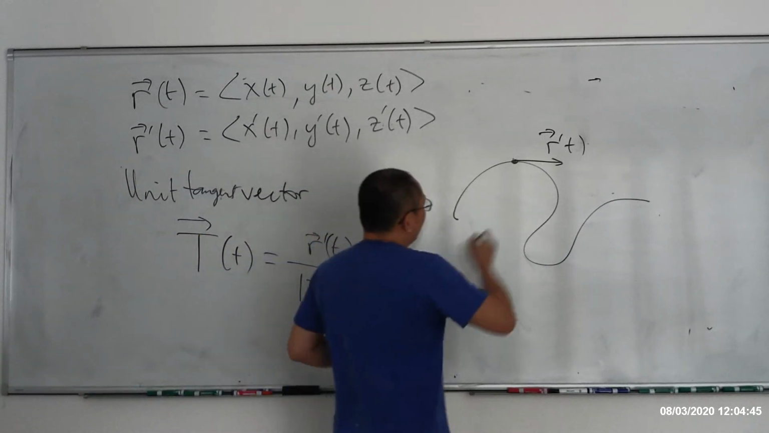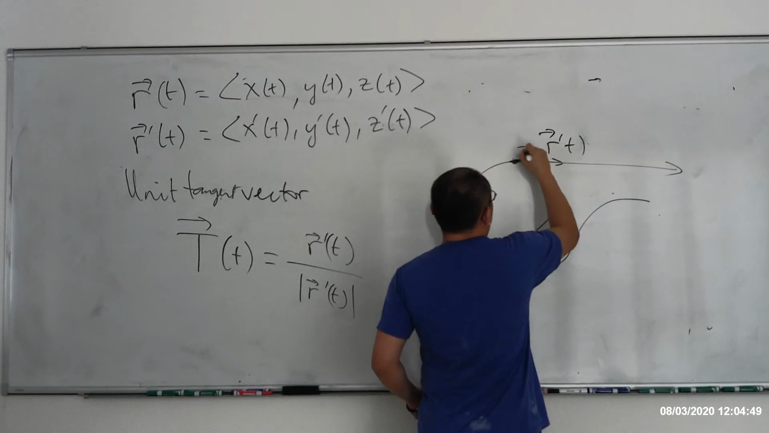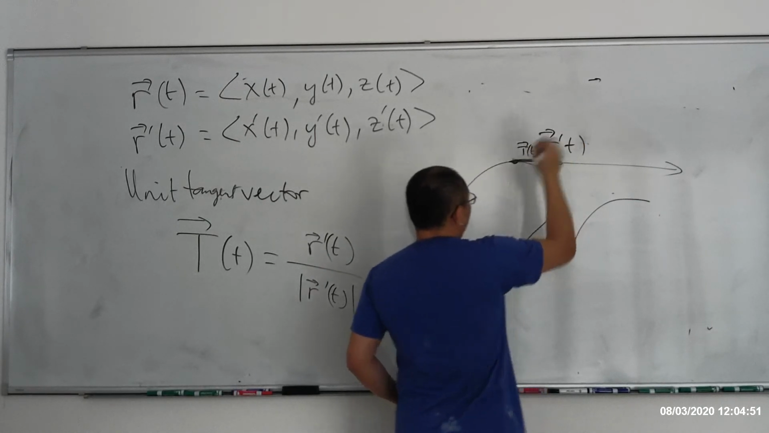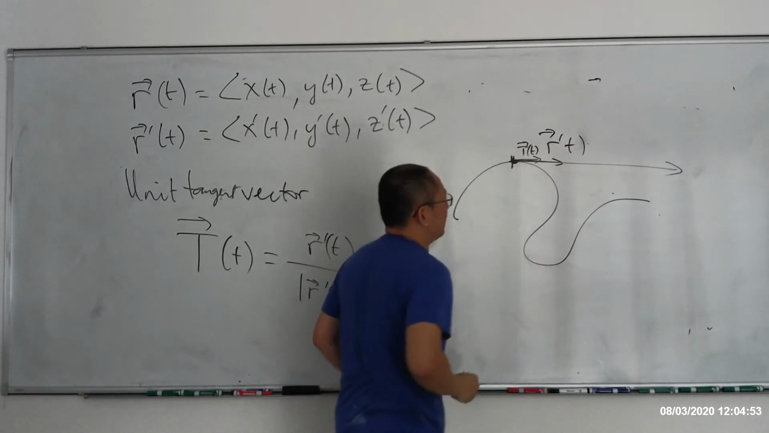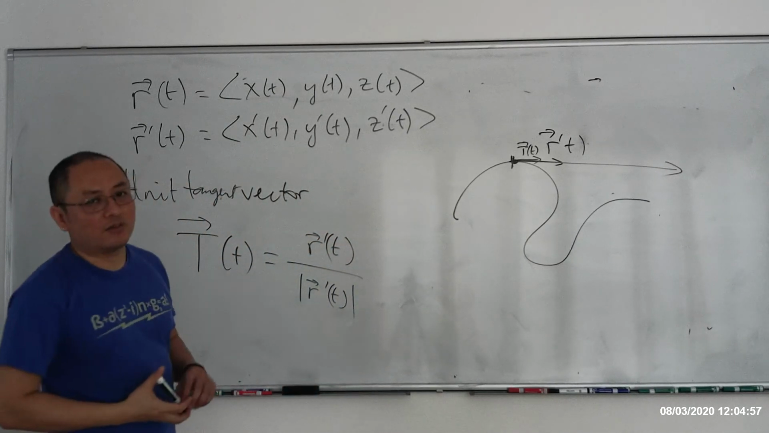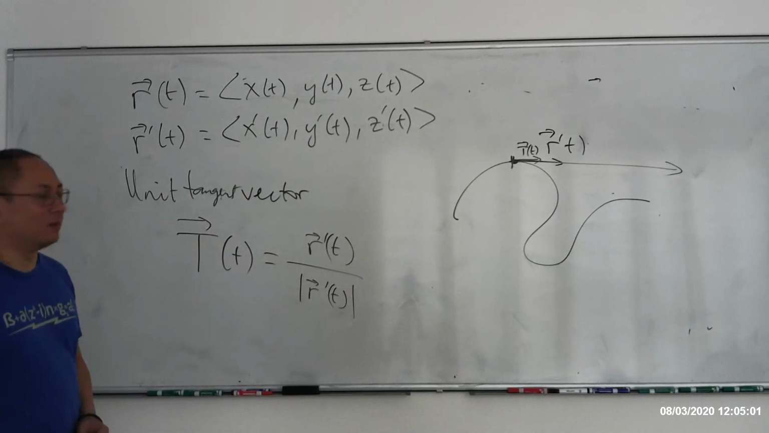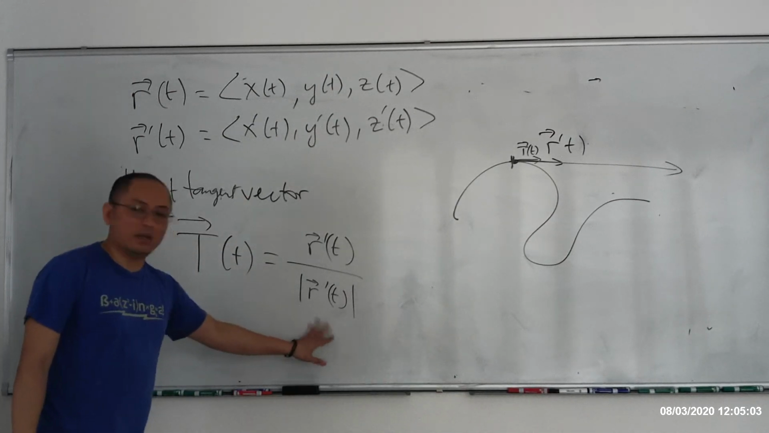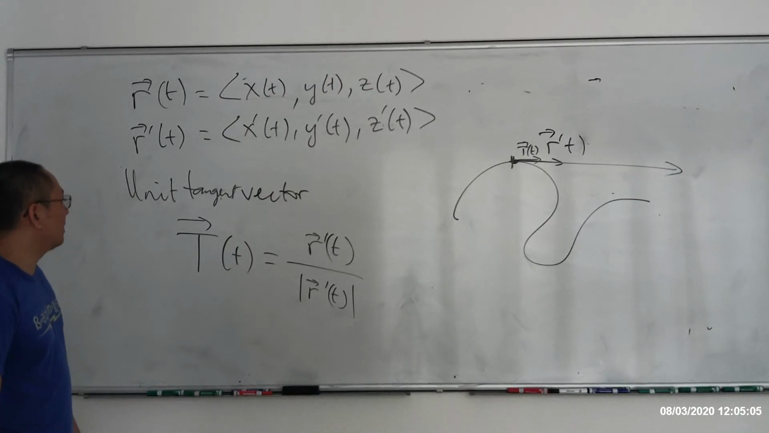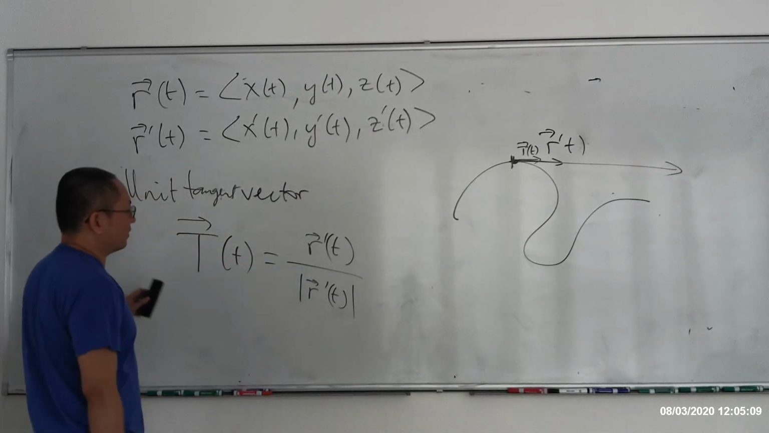Okay? So r prime could be that short, could be that long, who knows? But we're going to make it unit by dividing by its length. So all the unit tangent vectors now are going to have length 1 and be tangent to the curve. Okay? And this is going to be easier for us to work with. So we define something called the tangent vector, or unit tangent vector.